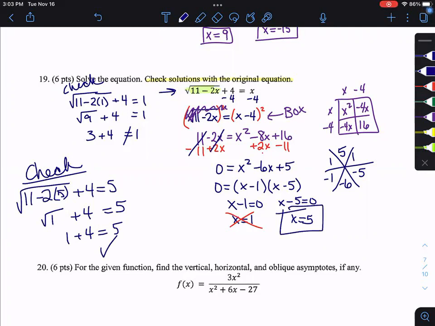The other one is extraneous. You didn't do anything incorrect in the problem. It's just an extra answer that doesn't pan out when you check it.